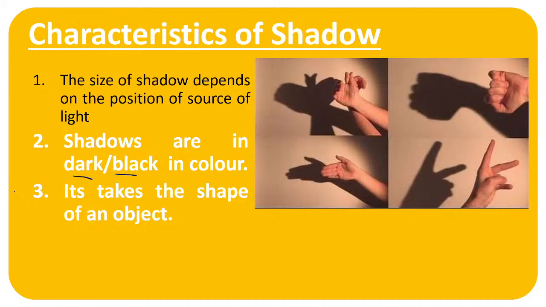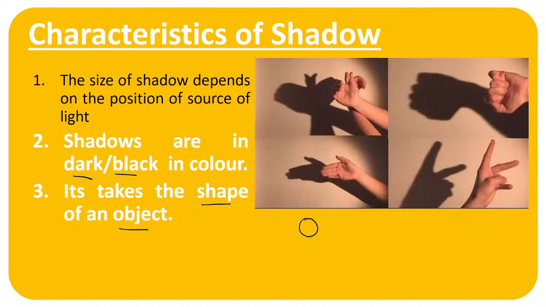The shadow is not colorful at all. It is very dark. It takes the shape of an object. And what is the shape? The size depends on the position of the light. The shadow is very dark in color and the shape depends on the shape of the object. If the object has this shape, our shadow will be that shape.